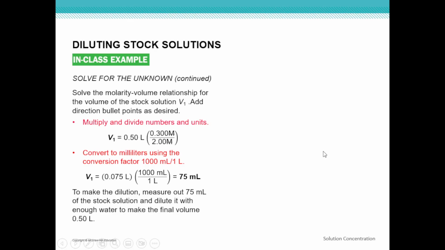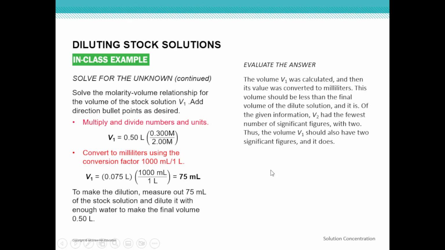So how would one make this solution? They would take 75 milliliters of the calcium chloride solution. They would put it in a 500 milliliter volumetric flask, just like the one I have here, and then they would top it off to the line with distilled water to dilute it down, water it down.